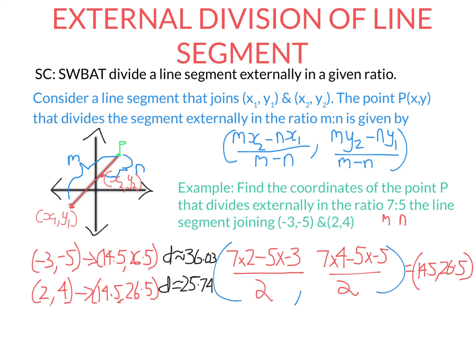So just checking our answers, the distance from this point to this point, using the distance formula, is about 36.03. The distance from this point to P, from the 4 to 14.5, 26.5, is about 25.74. And note, this and this are in the ratio 7 to 5. This divided by this is about 1.4.